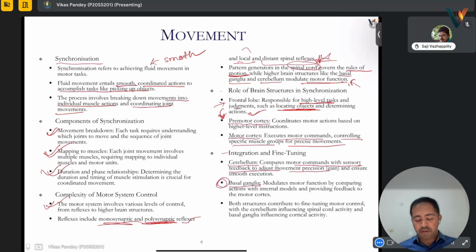So the cerebellum is the one which receives the difference. Then basal ganglia is something that executes the feedback. Okay, so both these structures, cerebellum and basal ganglia, contribute to fine-tuning motor control, with the cerebellum influencing the spinal cord, since motor control is mostly from the spinal cord. But how to execute it or when to execute are controlled by higher brain structures like the frontal lobe, basal ganglia, and premotor cortex. Okay, fine till here.